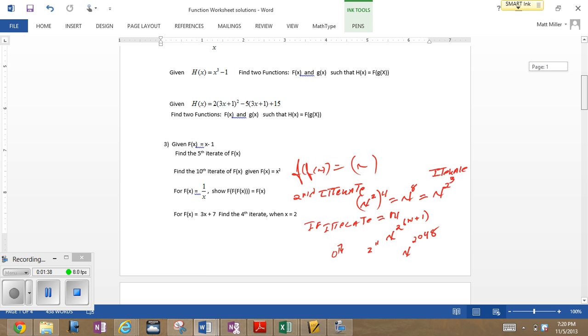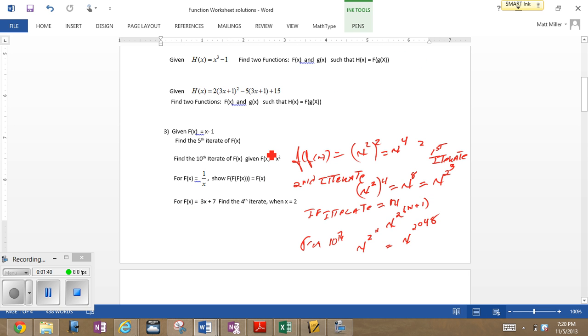The iterations here are worth mentioning. So if we look here, this one, the 10th iterate of x squared. So f of x is the first iterate, and that's x squared squared, which is x to the 4th, or x to the 2 squared, if you will. The second iterate would be taking the result of that and feeding in the original function, which is x squared to the 4th power, which is x to the 8th.